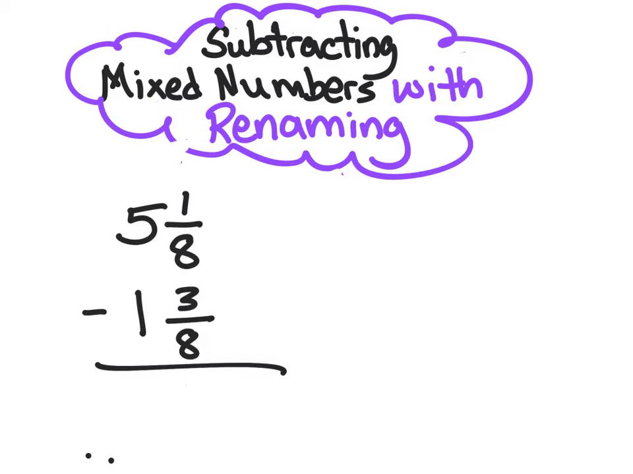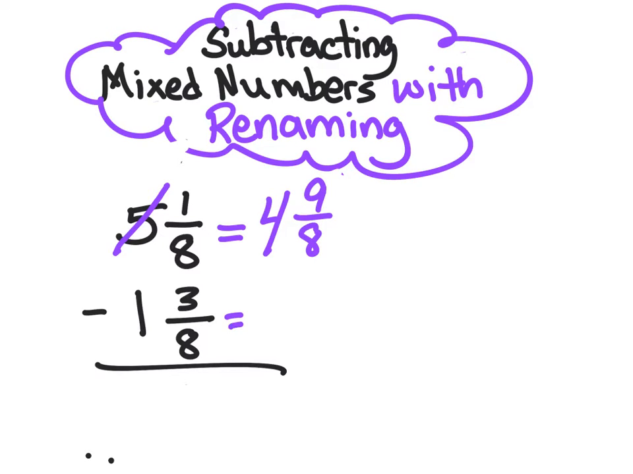In order to do that, I simply go over to the 5 and I borrow or regroup. So if I take 1 away from the 5, it becomes a 4. Now I took away 1 whole. 1 whole is the same as 8 eighths. So if I think about that, the 5 became a 4, and I had 8 eighths, but I already have 1/8, this becomes 4 and 9 eighths.